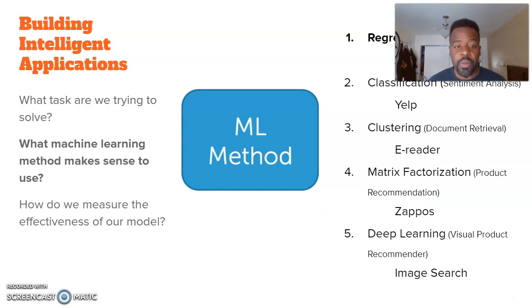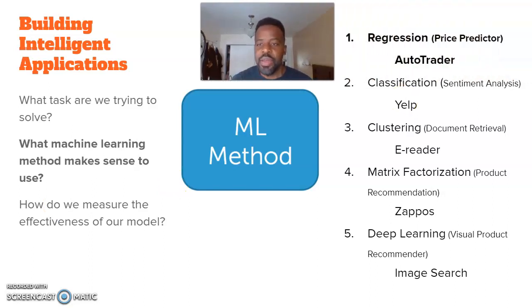From there, we have our method, and the type of question we want to answer there is, what machine learning method makes sense to us? We have regressions, classifications, clustering, matrix factorization, deep learning. For us today, we're going to focus on the first one, regression, in particular, linear regressions.